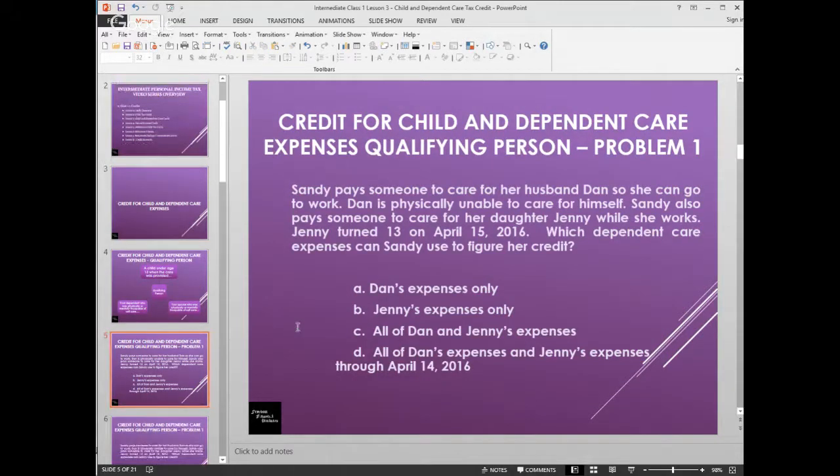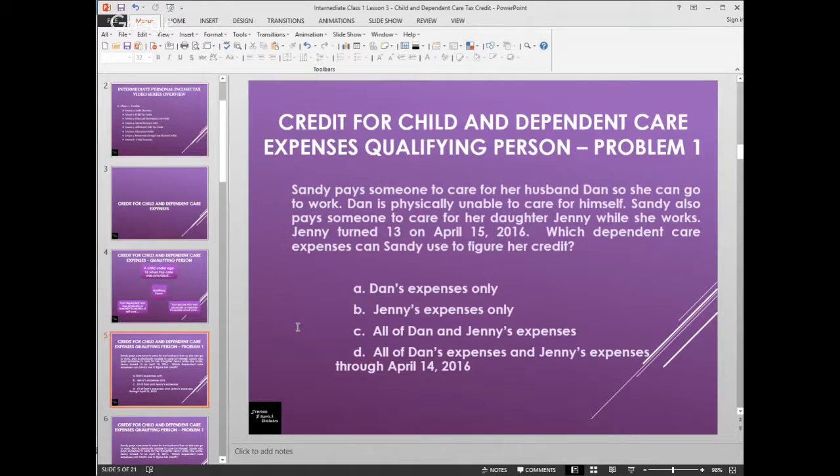So looking at the first problem here, we have Sandy, for example. Sandy pays someone to care for her husband, Dan, so she can go to work. Dan is physically unable to care for himself. Sandy also pays someone to care for her daughter, Jenny, while she works. Jenny turned 13 on April 15th. Which dependent care expenses can Sandy use to figure her credit? A, Dan's expenses only. B, Jenny's expenses only. C, all of Dan and Jenny's expenses. Or D, all of Dan's expenses and Jenny's expenses through April 14th, 2016.